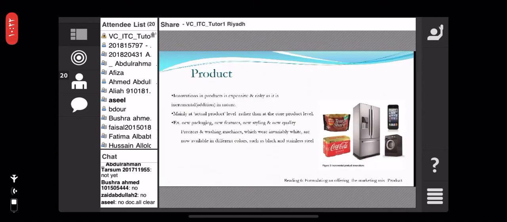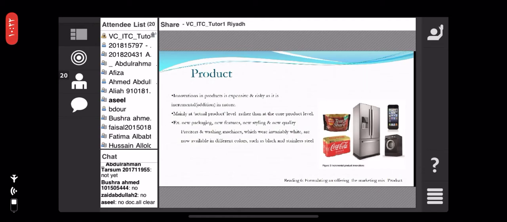Okay. Innovation in a product is expensive and risky as it is incremental in nature. Basically, innovation. When we say innovation, in what? Either in product or in service. So innovation in product is expensive. Yes, it is expensive. It is not a cheap activity. It is a very expensive activity, and plus risky as well. Why is it expensive and why is it risky?